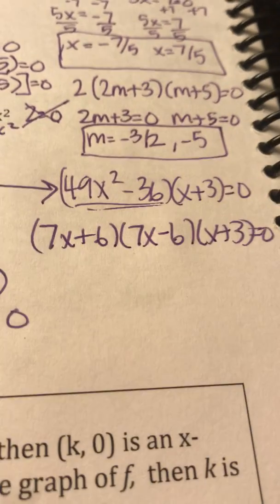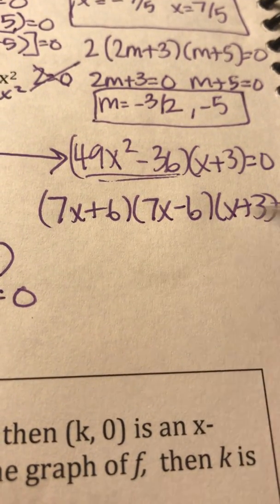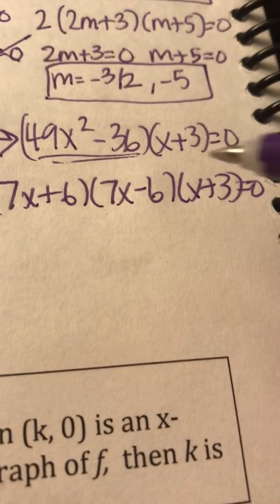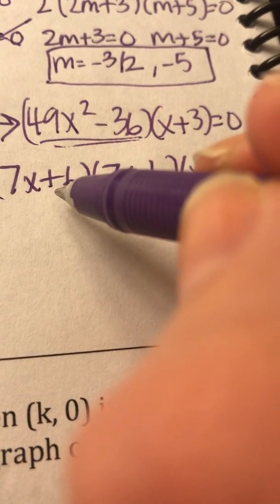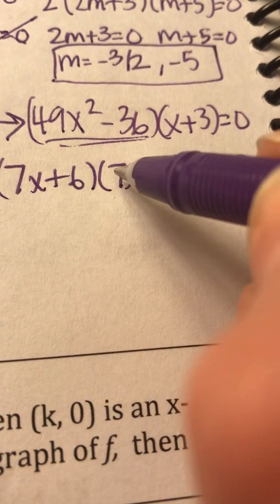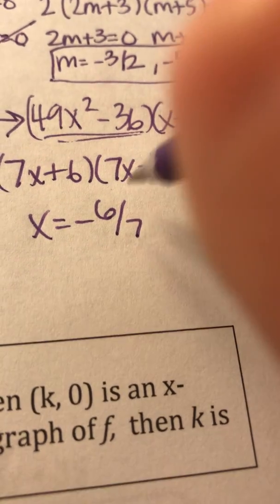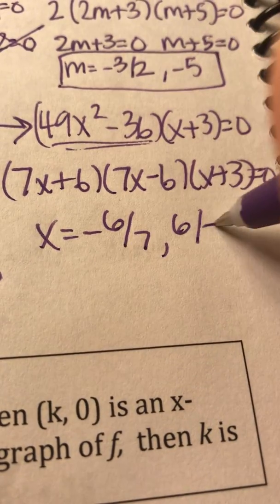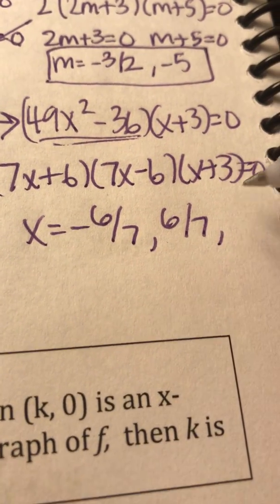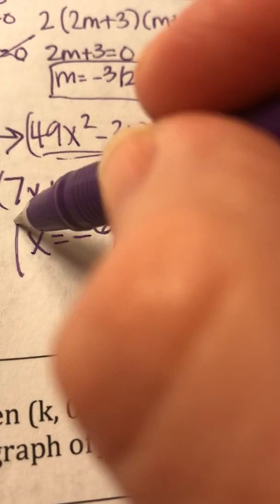Okay. Now, when I set these each equal to 0, I'm a little bit running out of space, so we're just going to kind of walk through what this looks like. I subtract 6 and divide by 7. So x equals negative 6/7. Here I add 6 and divide by 7. So it also equals 6/7. And here I just subtract 3, so negative 3.